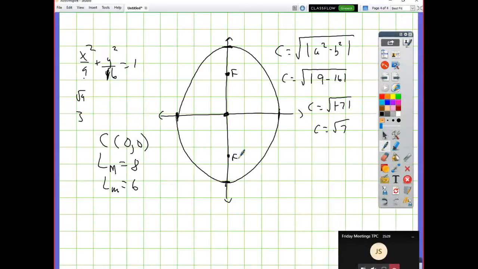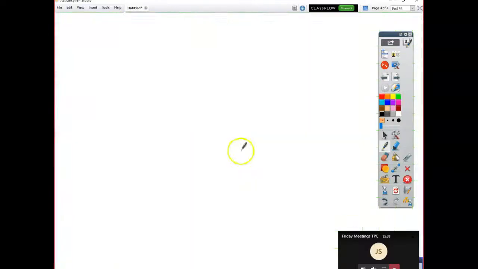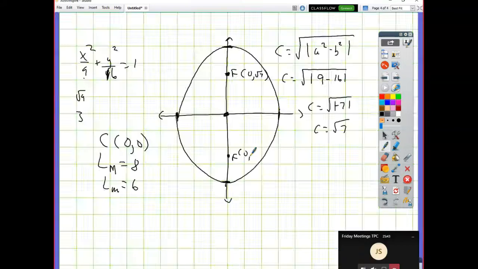Now, what are those points' locations? I still have to write down the location. Where's the location of my two foci? It would be 0, square root of 7 and 0, negative root 7. Am I okay, Tippins? Yeah. Okay, that's it. We're done with that problem. It's a beautiful thing. Questions? All right, move on to the next one.